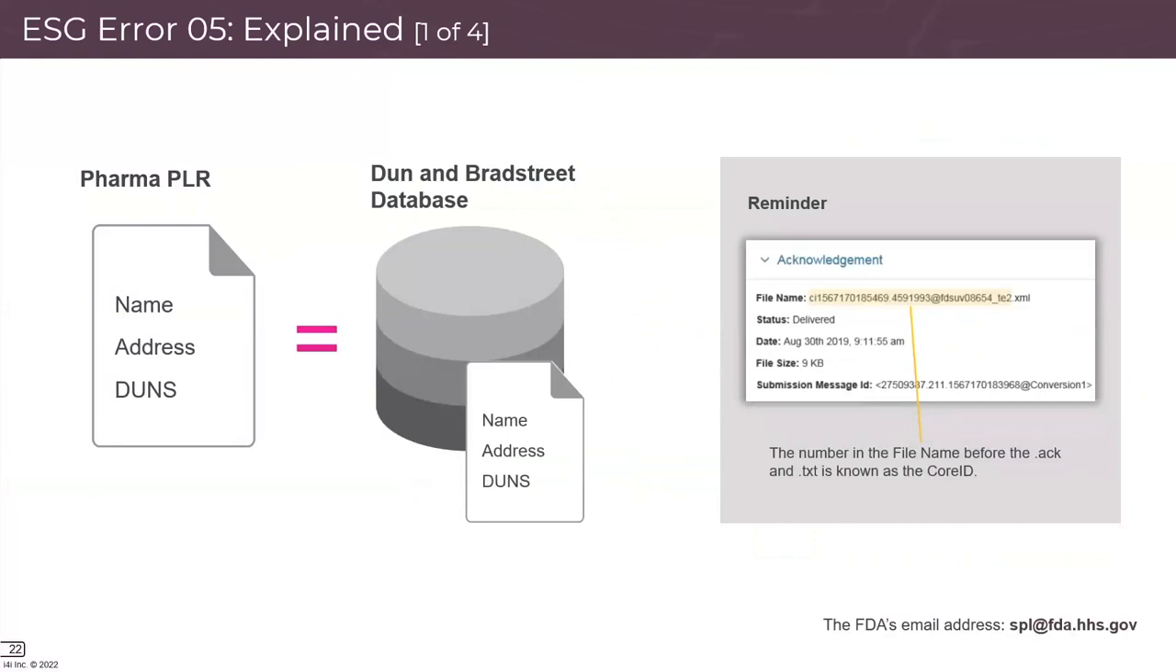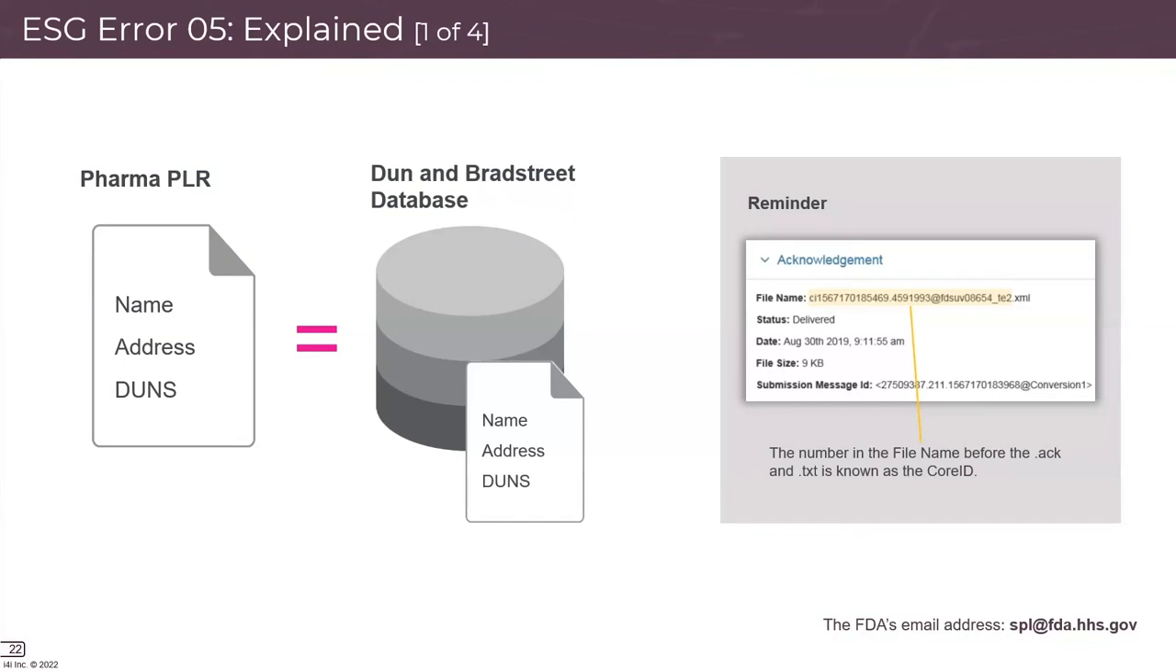The name, address, and DUNS number for each drug establishment must match the information in the DNB DUNS number database. Even a small difference, like a space or a period at the end of a name, will be detected and your submission will fail. Please note, if you believe that the information you have entered is correct, send an email to spl@fda.hhs.gov with the core ID of the submission to request a manual override.